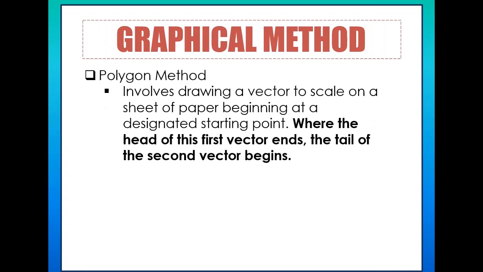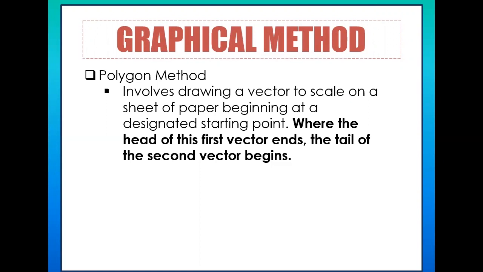Now let's have the first method, which is the graphical method. To give you a heads up, this graphical method is further subdivided into two methods. First is the polygon method, or in layman's terms, the head-to-tail method. Later, you will know the reason why we call it the head-to-tail method. The other method under graphical method is the parallelogram method, which I will discuss later.